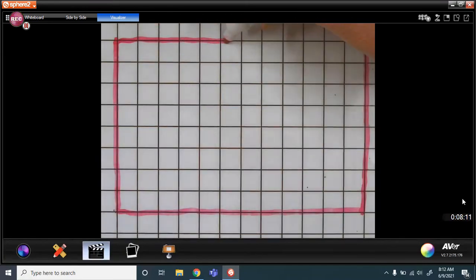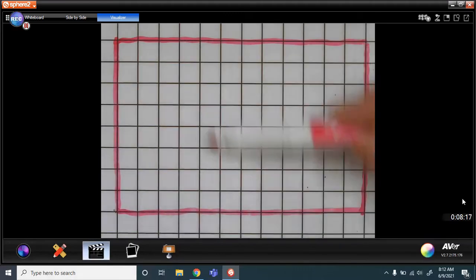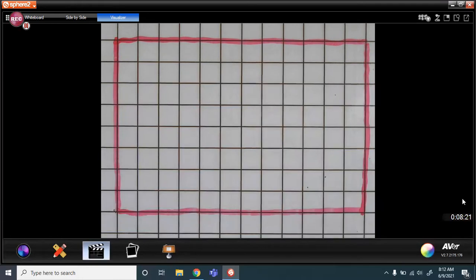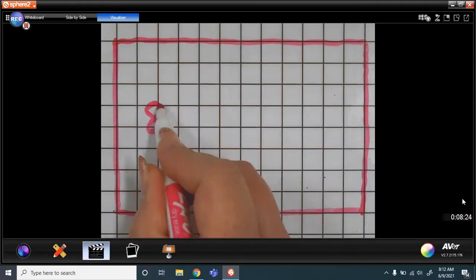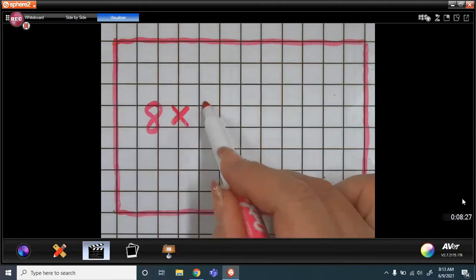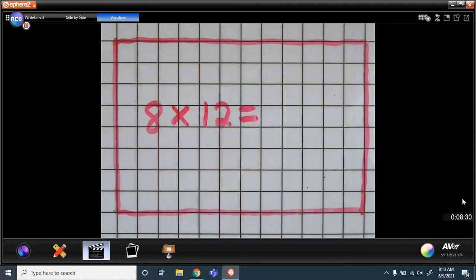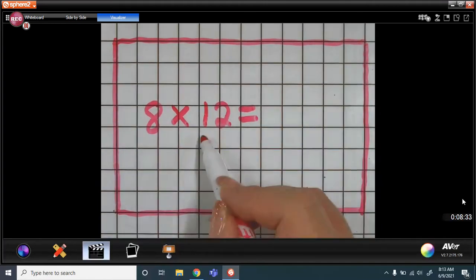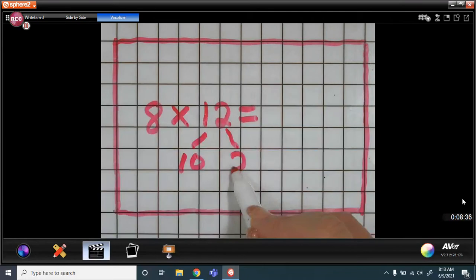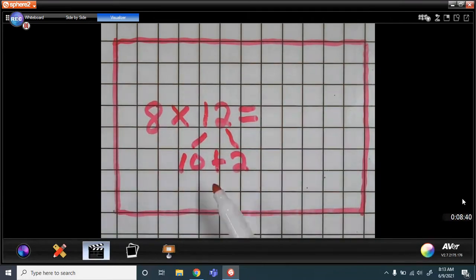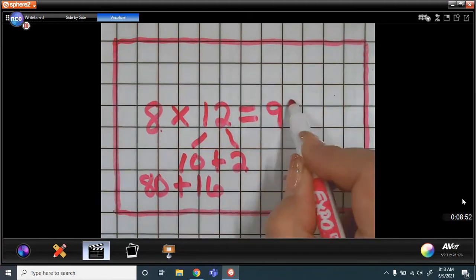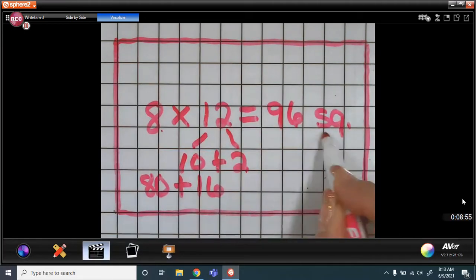And remember, when you're looking for the area, it's how many square feet, in this case, are inside this space right here. Okay, how many square feet are inside? So if I have 8 rows, and there are 12 squares in each row, I know what 10 times 12 is, right? Or excuse me, I know what 8 times 10 is, right? 8 times 10 is 80. And 8 times 2 is 16. And when I put that together, 80 plus 16 is going to be 96 square feet.